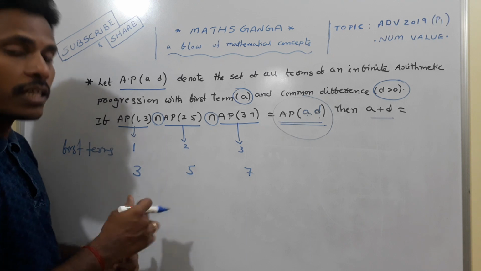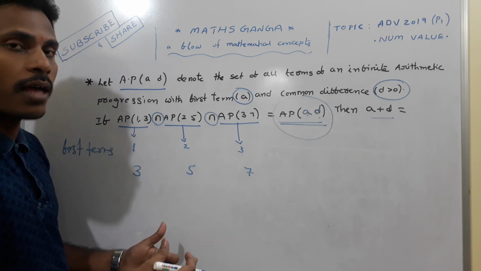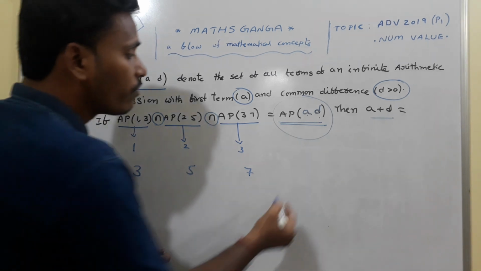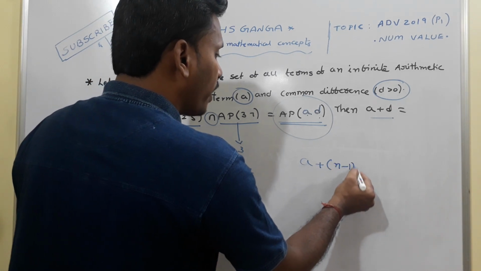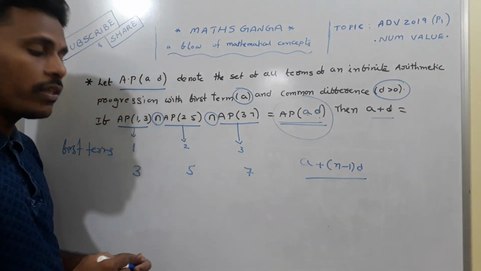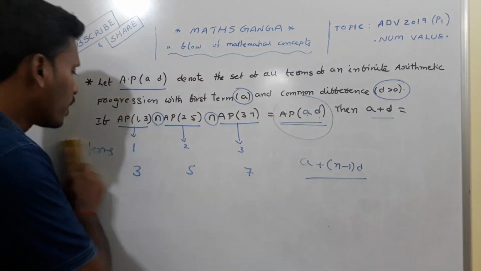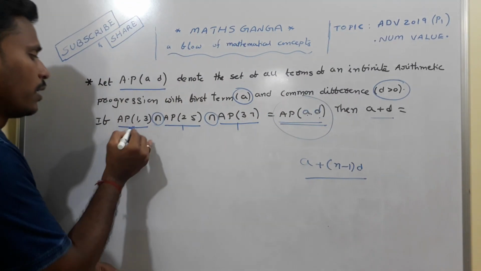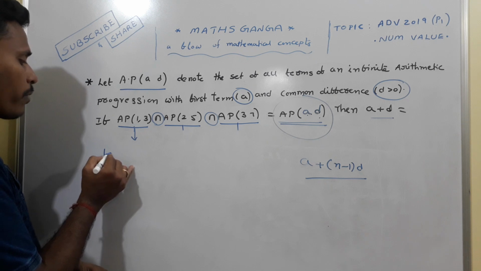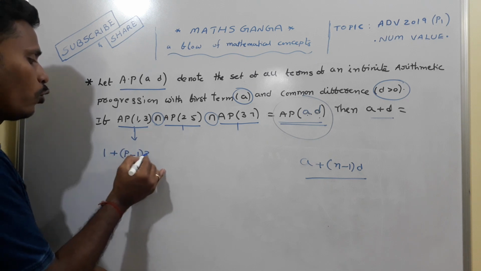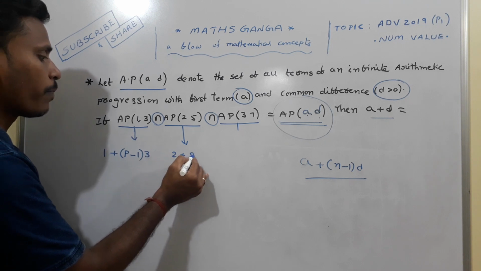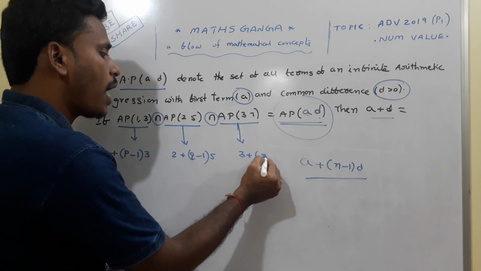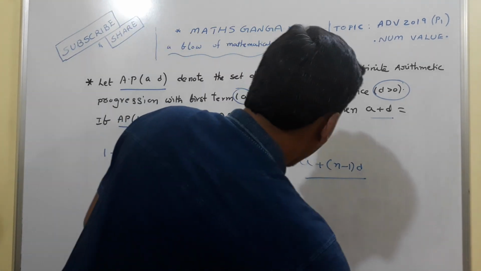The general term, in the sense of some pth term of this arithmetic progression: the nth term of an arithmetic progression is given by the rule A plus (n minus 1) into D. With that logic, take some pth term of the first, qth term of the second and rth term of the third. The pth term of the first sequence is 1 plus (p minus 1) into 3, for the second sequence the qth term is 2 plus (q minus 1) into 5, and for the third sequence the rth term is 3 plus (r minus 1) into 7.